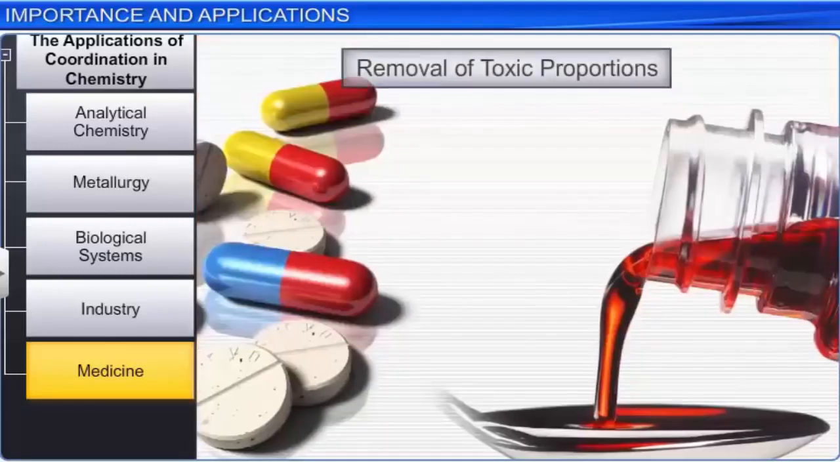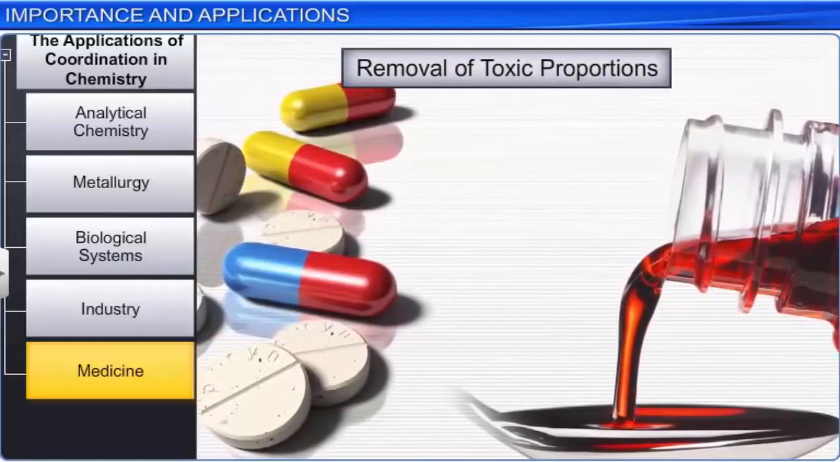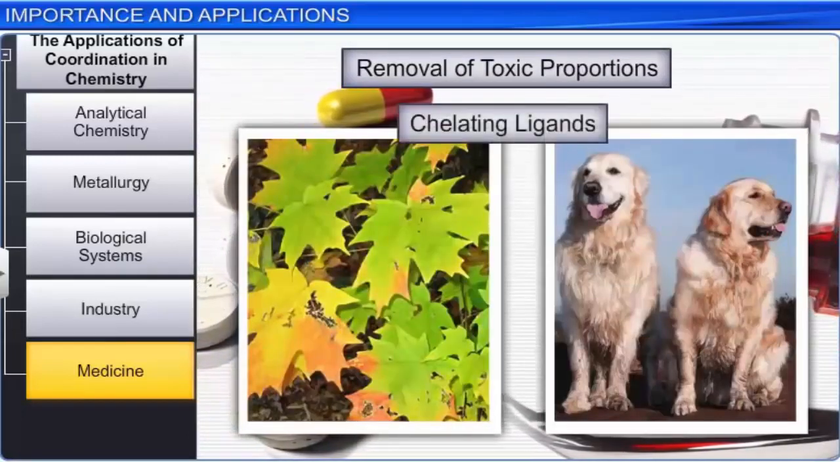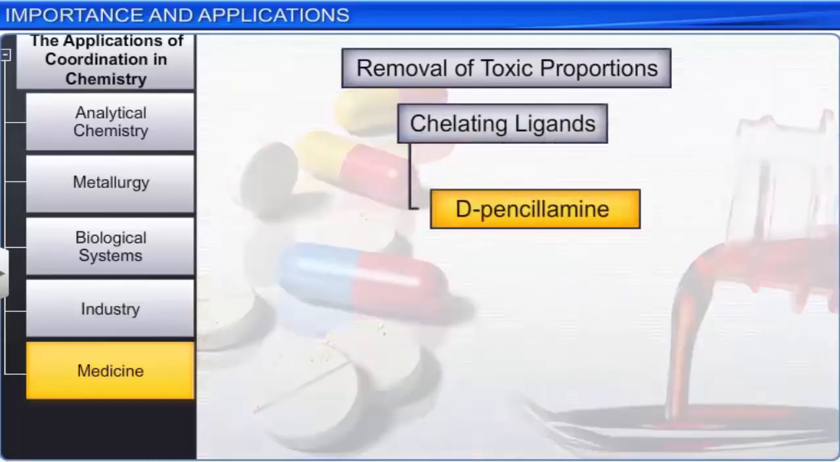Some coordination compounds of platinum are effective in inhibiting the growth of tumors. For example, cisplatin is used in the treatment of cancer.